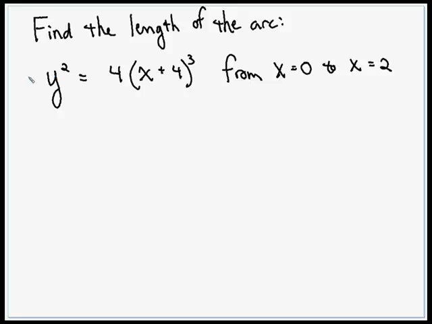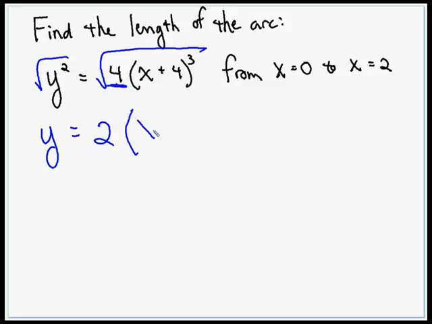So the first thing we want to do here is solve for y. So we are going to square root each side. So the square root of y squared is simply y, and that's equal to the square root here. The square root of this term, 4, we can bring out. The square root of 4 is 2. And the square root of x plus 4 to the third power becomes x plus 4 to the 3/2 power. So there is our function y.